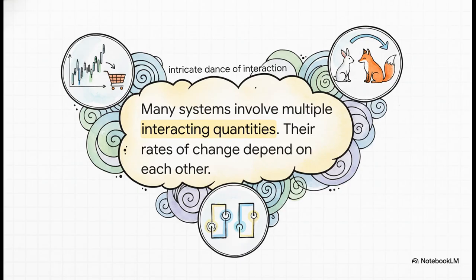I mean, just think about it for a second. A shift in interest rates totally affects consumer spending. The number of predators in an ecosystem is directly tied to the prey population. The flow of current in one little part of a circuit impacts another. So today, we're going to unpack the mathematical language that we use to describe these intricate dances of interaction.